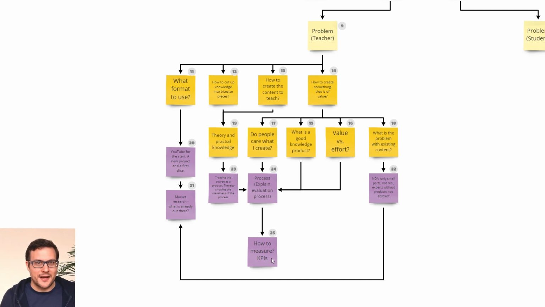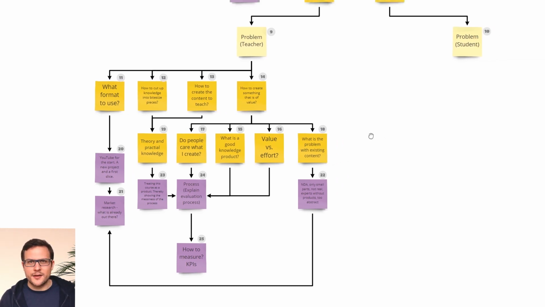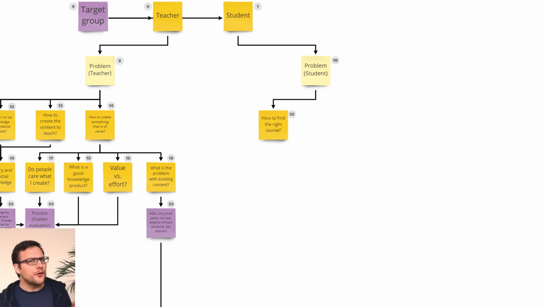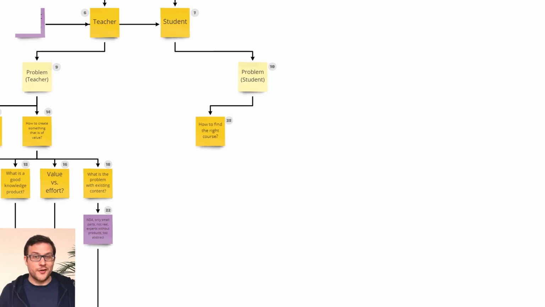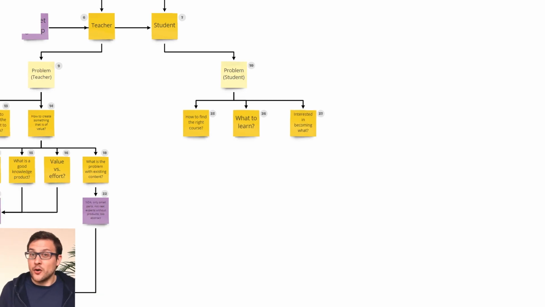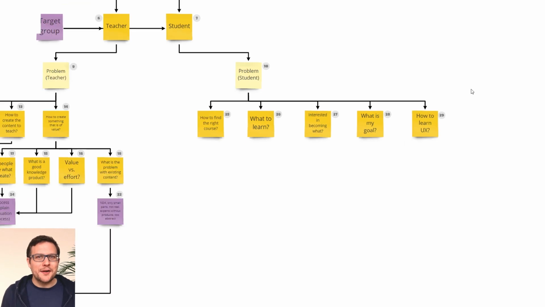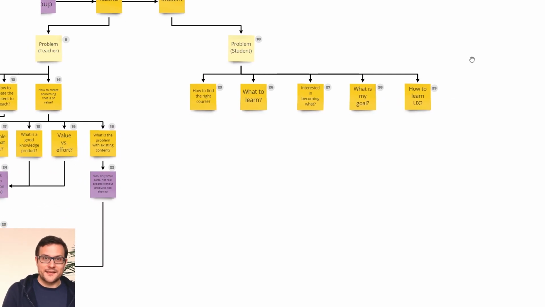The process will eventually provide us with the answer, and the answer might come in the form of a KPI we need to define. Before we go into all of these points, let's take a look at the student's problems. A student might wonder how to find the right course, what to learn, what do I want to become, what is my goal, and also how to learn UX. And to be honest, I'm currently more on the other side of this target group.